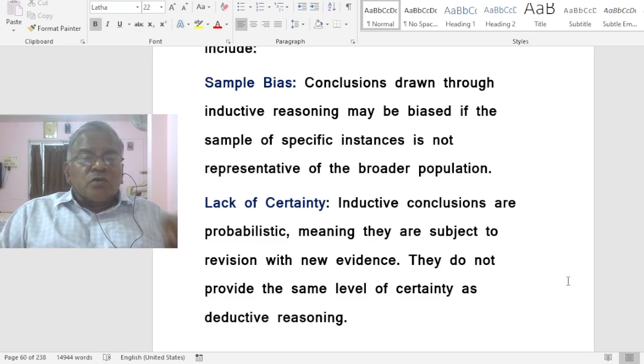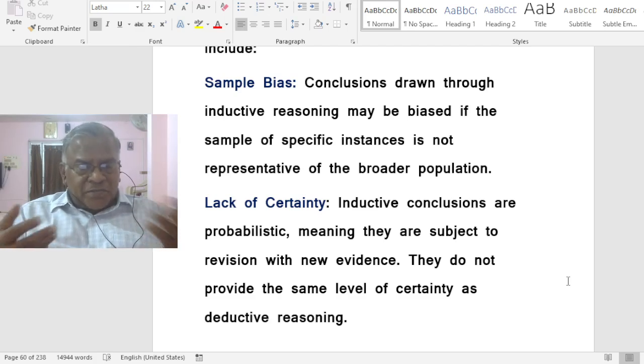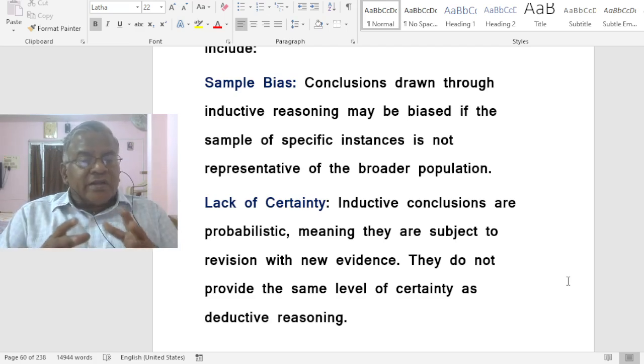So, conclusions drawn through inductive reasoning may be biased if the sample of specific instances is not representative of the broader population. In other words, the samples are not enough. If the sample size is very small, in survey research and all, there is a problem. The conclusions may not be very true. So the idea is that is called the sample bias.